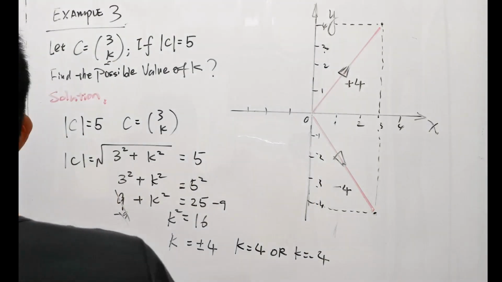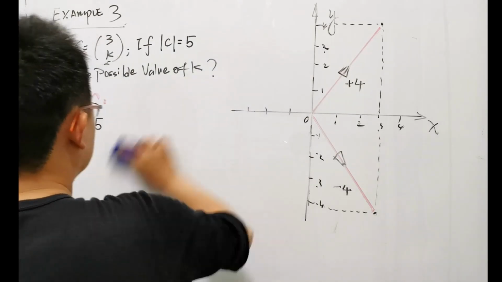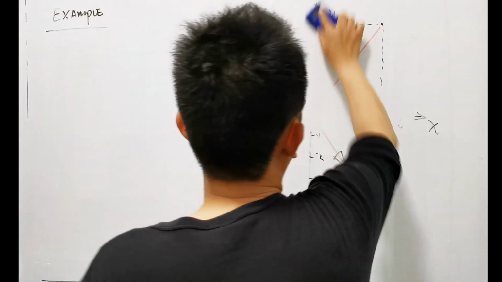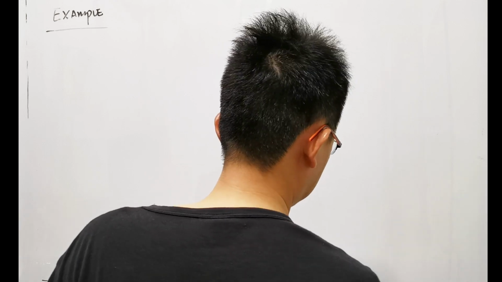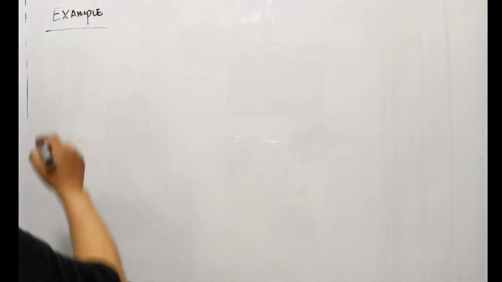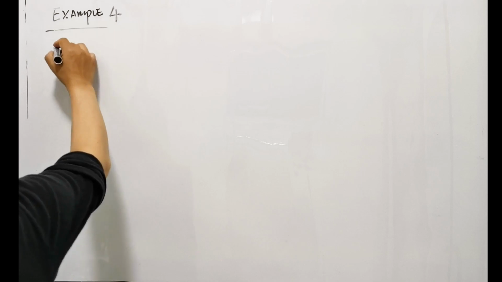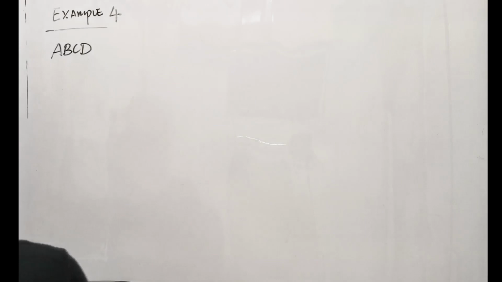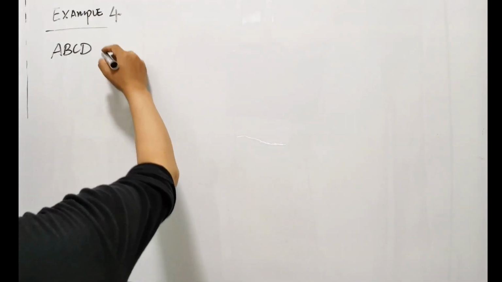Let's move on to the next one, number 4. Basically we have A, B, C, D. A, B, C, D is a parallelogram.